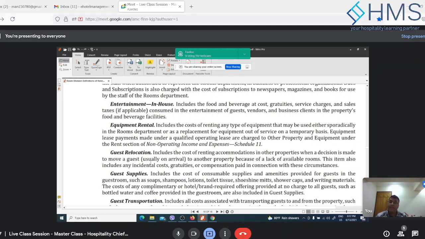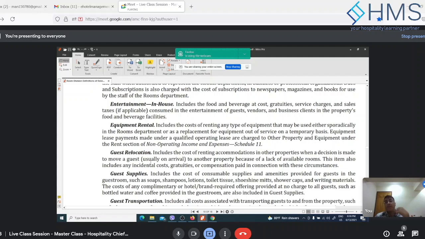And let's say the property has not invested in vacuum cleaners, so vacuum cleaners are rented out. Or let's say a few vacuum cleaners are damaged for a month. If you are just renting it for a month only, because of high occupancy or because of damage, then the cost will go here.